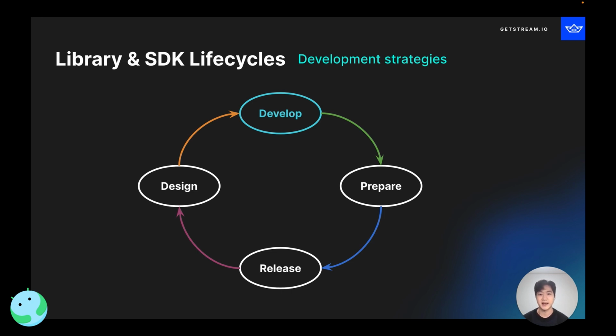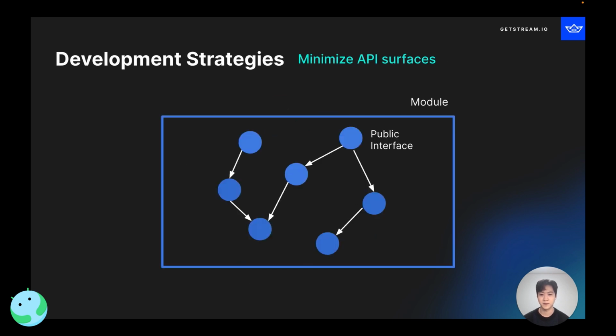The next phase is development, which is implementing the details such as classes, methods, extensions, and everything you need to build your library. In this phase, there are many strategies to make your library stable. The first one is minimizing API surfaces.